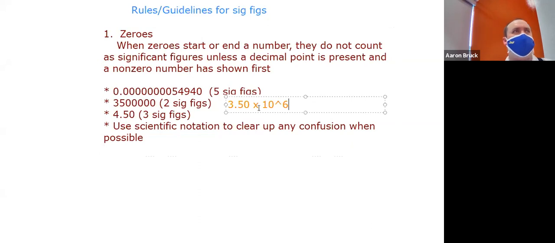Remember, positive exponents move that decimal place to the right. Negative exponents move that decimal place to the left. So generally speaking, positive exponents are larger numbers. Negative exponents are smaller numbers. So that's the first rule and guidelines for significant figures.